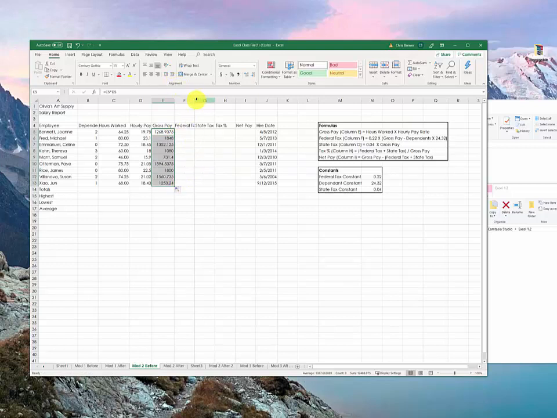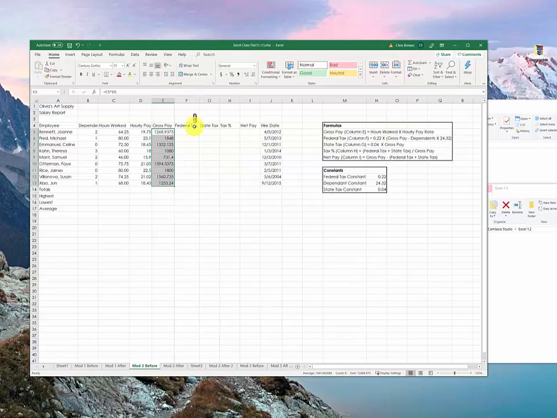Now our federal tax is going to be a little more wonky. It's just this crazy formula: 0.22 times, open parenthesis, gross pay minus dependents times 24.32, close parentheses. I don't know what this formula means. We're just going to accept it and move on. Now, the one thing to see is that one of the components of this formula is gross pay. Well, gross pay is a formula that we just did. So this is actually going to have a formula inside of a formula. So we're going to use this gross pay to go on with our federal tax.